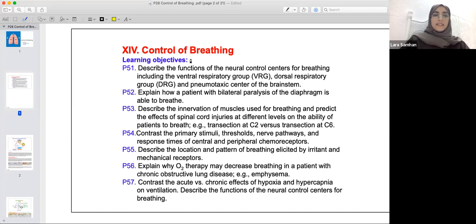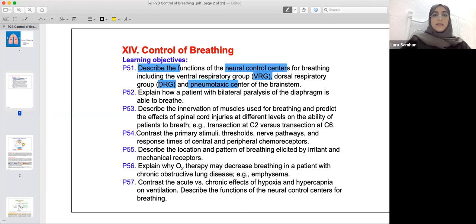So in regards to the objectives of our lecture, we have a couple of objectives. I'll just use the highlighter. Here it says, for example, describe the function of the neural control centers of the breathing. We usually have two or three neural control centers: the VRG, the DRG, and the pneumotaxic center. The VRG stands for the ventral respiratory group. What does ventral mean? Ventral means in front or anterior.